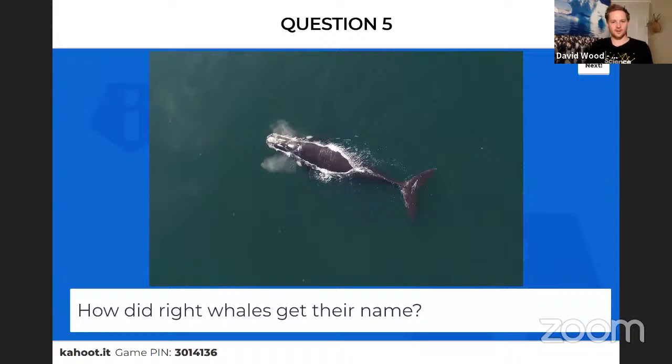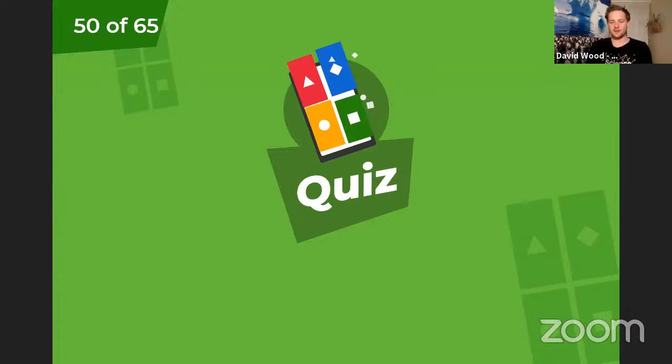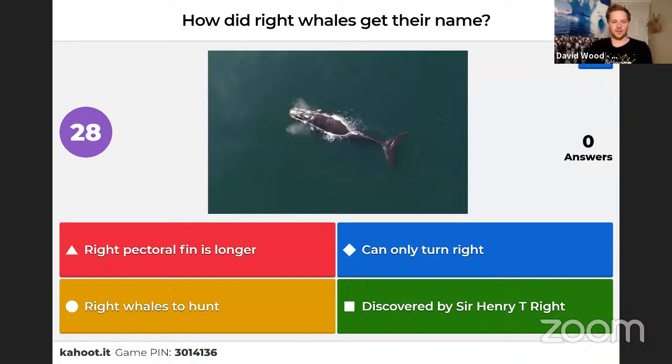Question five, how did right whales, we're back to right whales, how did right whales get their name? The number of subspecies of right whales. How did right whales get their name? Their right pectoral fin is longer. They can only turn right. They're the right whales to hunt, or they were discovered by Sir Henry T. Wright.